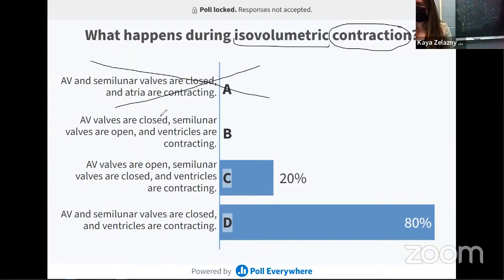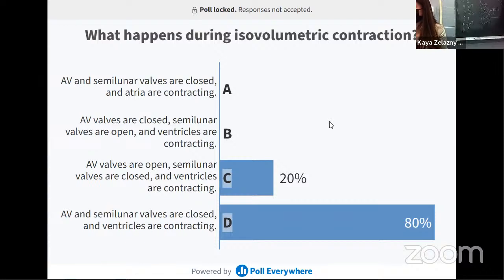So we know that our AV valves have to be closed, but if our semilunar valves were open, we would have blood escaping out into the arteries. If we have our AV valves open here, our blood would go back into the atria, so it's not that one. And here we have all those valves closed, so we have complete walls around that ventricle as it squeezes, which is why we don't have that change in volume. So that brings us to answer D, which is the correct answer.